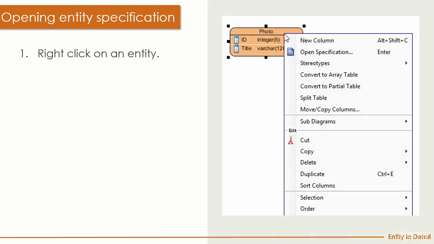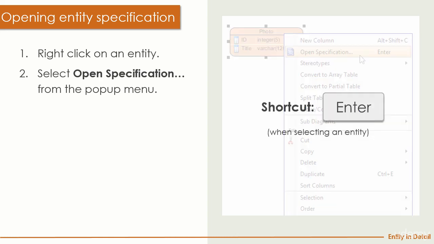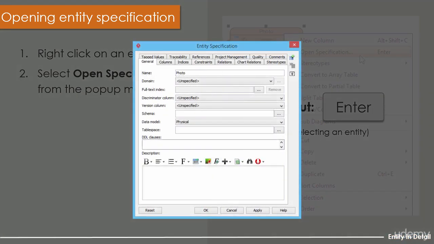So how do you open the specification dialog box? It is very easy. You just right click on the entity and then select the open specification menu item in the pop-up menu. Or there's another shortcut. When you select the entity, you can just hit the enter key. Then you will see the specification dialog box like this for the entity. Let's walk through some important properties in the specification dialog box.